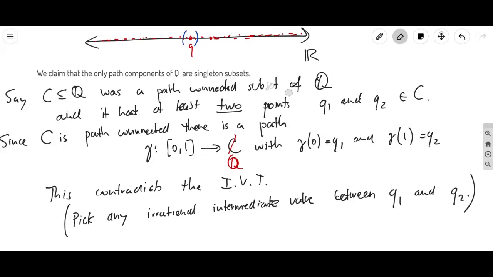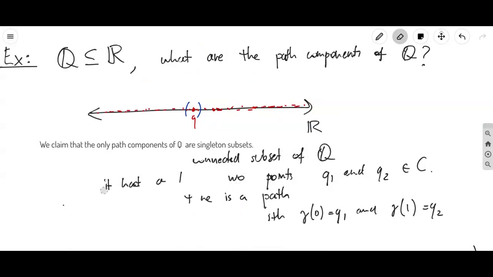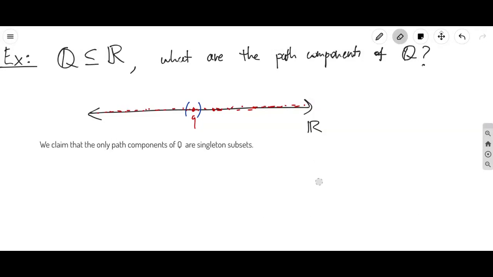So if you have a path connected subset, it can only have one element in it, unless, of course, this is the empty set, but that's too silly to consider. So the path components are singleton sets. Let me say that again: if you have a connected subset of Q and it has at least 2 points in it, then it's no longer path connected. So the only path connected subsets of Q, other than the empty set that's too trivial to consider, are the singleton subsets. But the singleton subsets are automatically path connected. Therefore, those are the path components, right?